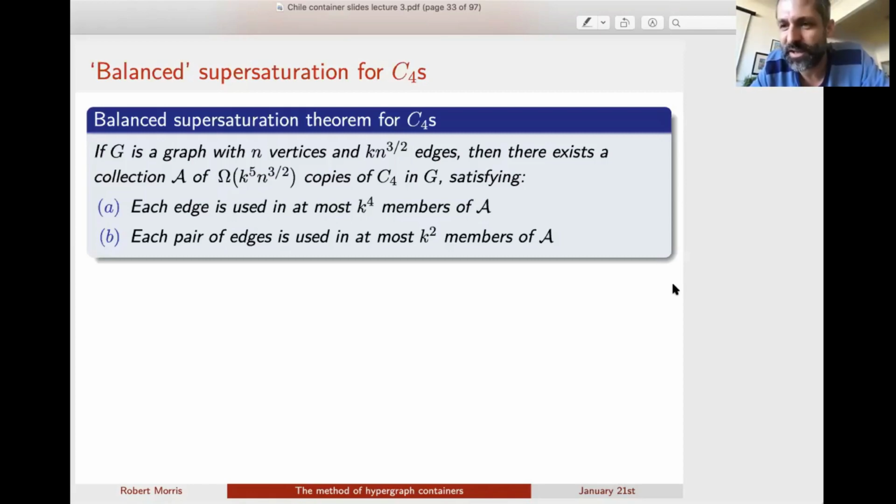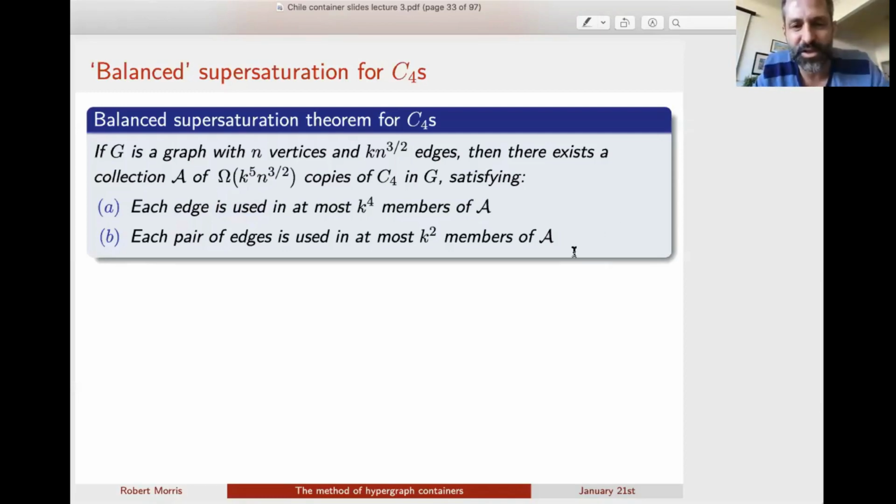And you can't guarantee that if you look at all C4s in G. But we don't need to look at all C4s. We just need there to exist a collection of C4s in G such that there are reasonably many of them, but they satisfy these nice balance conditions. So no edge is used in too many copies of C4, and no pair of edges is used in too many copies of C4. So the key idea here is that you don't just take all of the C4s, you take a particular clever subcollection which has these nice properties.